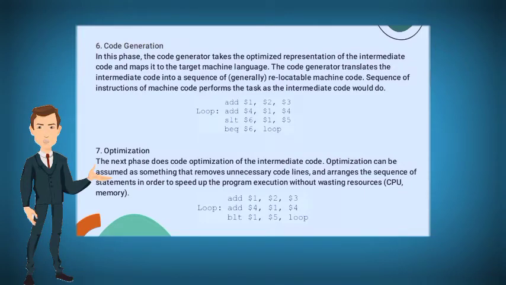Seventh, optimization. The next phase does code optimization of the intermediate code. Optimization can be assumed as something that removes unnecessary code lines and arranges the sequence of statements in order to speed up the program execution without wasting resources such as CPU and memory.